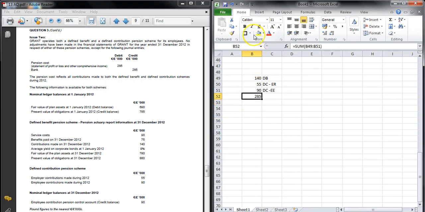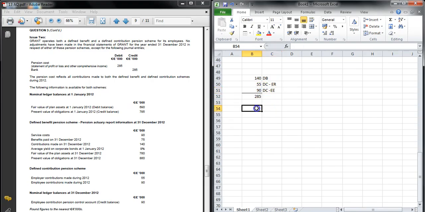So always in any type of financial reporting question, try and make sense of the information given. So they debited pension costs P&L 285, credited bank. Now we know under your knowledge of IAS 19 that you do not put contributions, particularly for the DB scheme and also for employees in the defined contribution scheme, they do not go to the P&L.